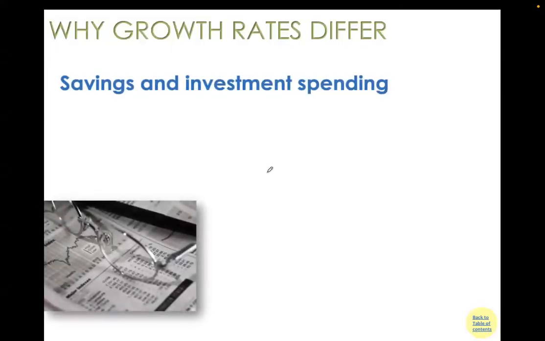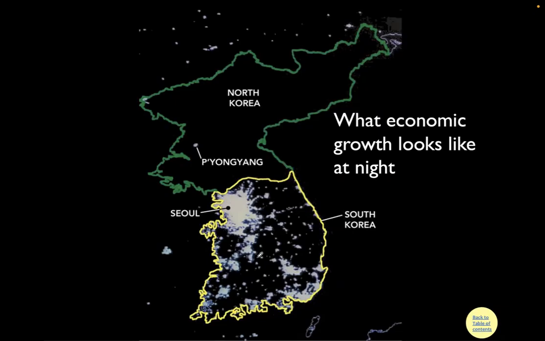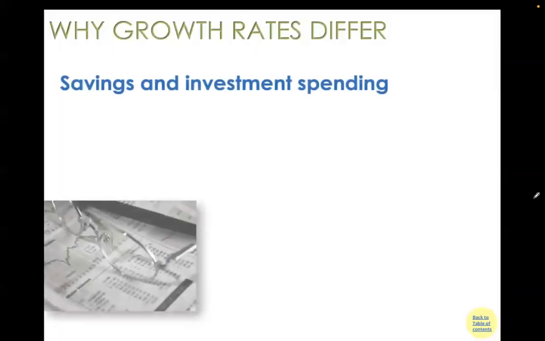Okay, so now let's see why growth rates differ. In other words, why do we see a complete dark in North Korea, but the night light has been lit up in South Korea? And certainly you can compare other countries. In general, why is the US stronger or has higher labor productivity compared to pretty much every other country in the world, right? That's the question we're trying to understand.